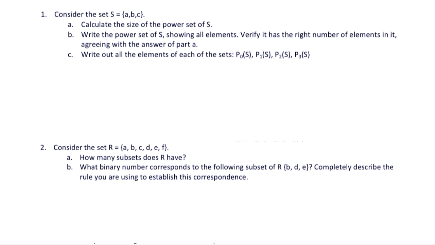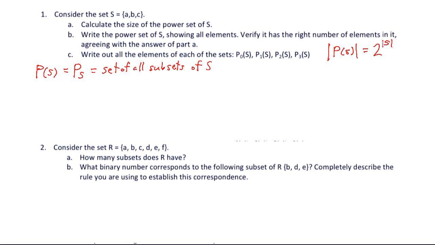The power set of S is denoted P(S), like this, sometimes written as P with a subscript S, and it's the set of all subsets of S. The size of this power set is 2 raised to the size of the set S, and the size of the set S is 3, so it's 2 cubed, or 8. Okay, the total number of subsets of a set is always a power of 2 like this.